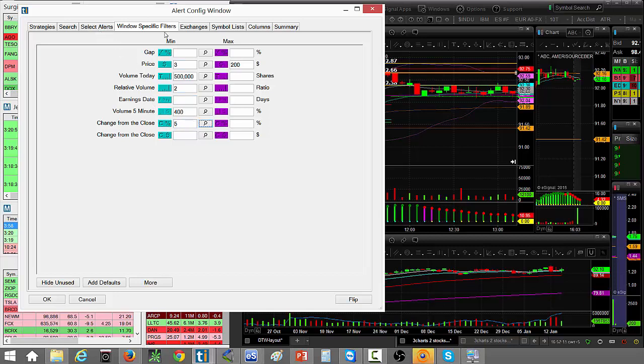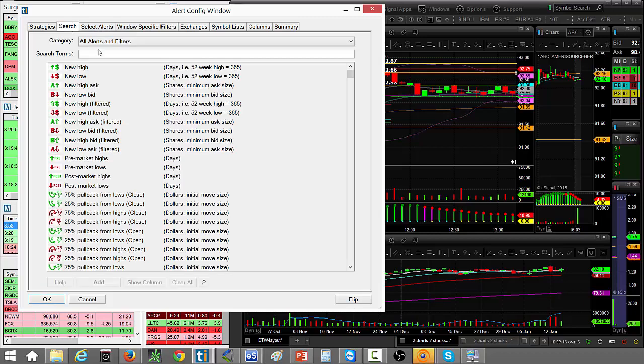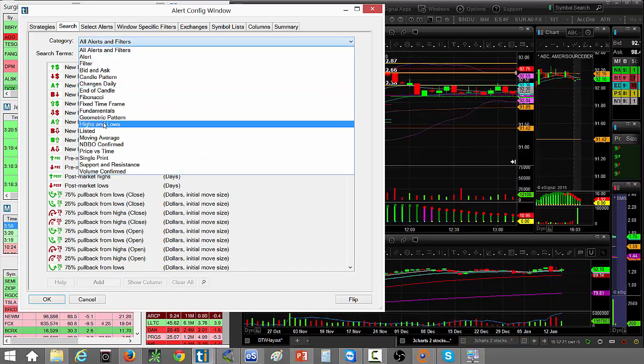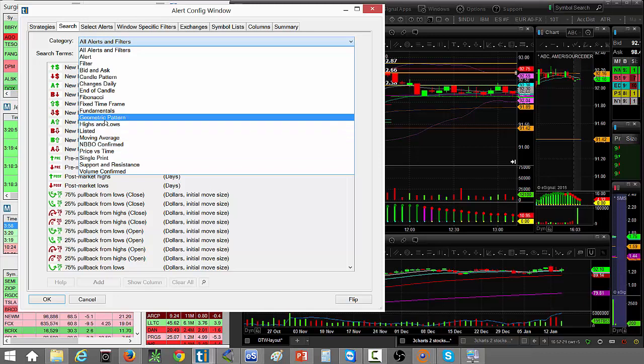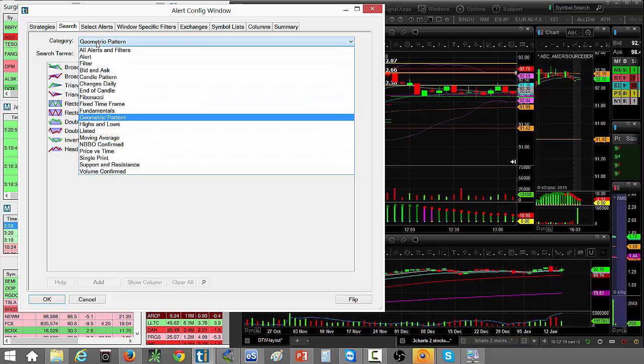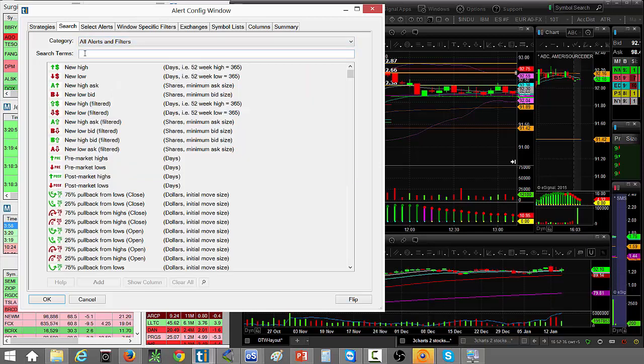Now, if you want more, you go into search, and then you can choose a category. So alerts and filters. You can choose one of the subcategories. You can see geometric patterns. There are some here, but they're not great, right? They're going to return a lot of noise, which is why I tried to find ones that would be a little bit better. So we'll just go with all filters.